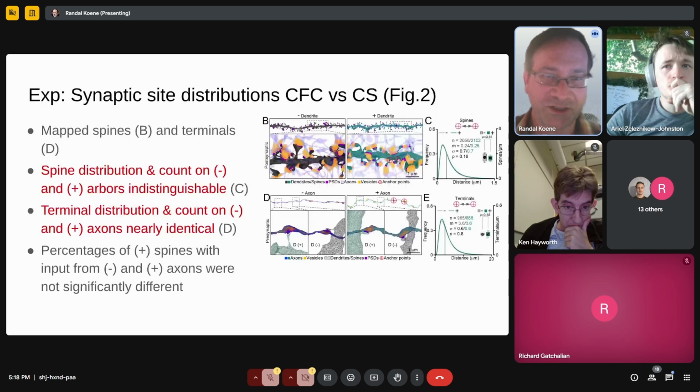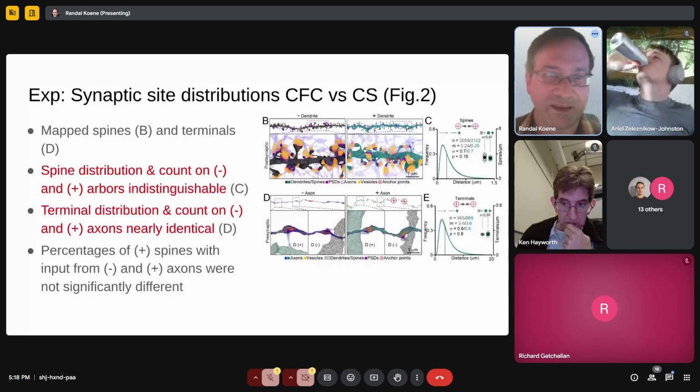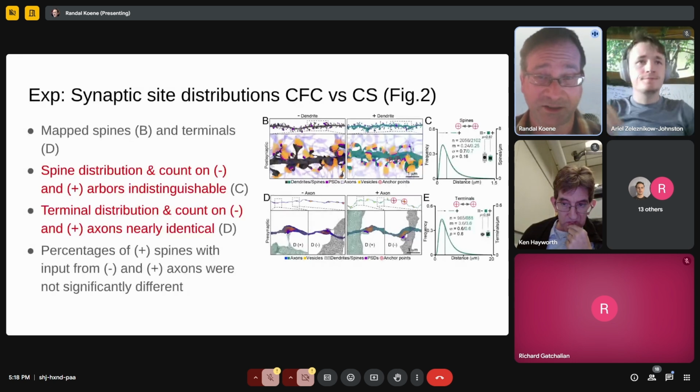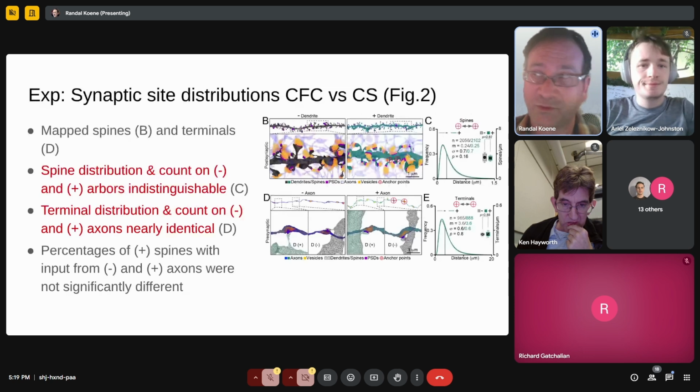And they found that spatial distributions and total spine counts on the dendritic arbors of minus and plus neurons were virtually indistinguishable. They mapped the presynaptic terminals along the Schaffer collateral axonal fibers coming from CA3, and there they found the distributions and total terminal counts on minus and plus axons were nearly identical, as shown in that E graph here. It's almost the same curve.